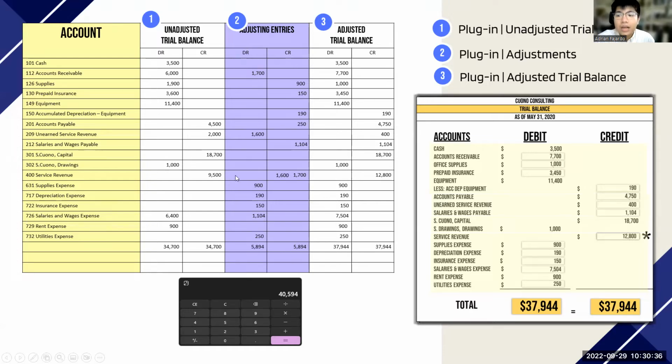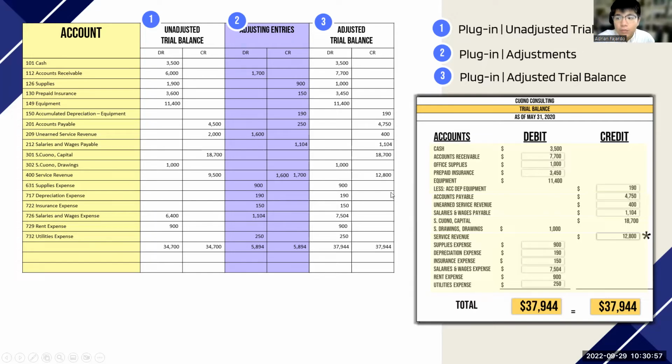Meaning, don't panic if it doesn't balance to 40,594, because again, there are certain accounts that rather than increase them, we offset against them. So 1,900 became 1,000, right? 1,350 became 450. Alternatively, in credit, unearned service revenue, 2,000 became 400, right? So make sure that every column, every group balances.